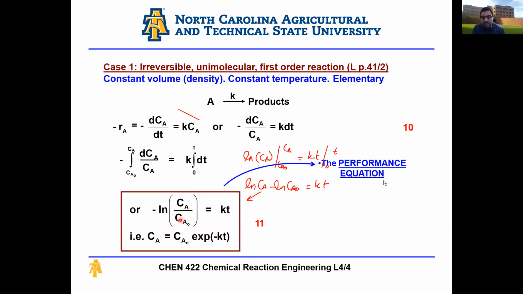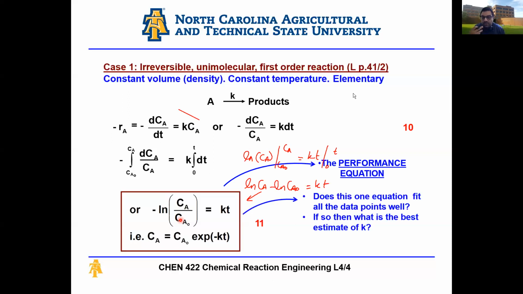Once you get to the performance equation, now we need to answer these questions. Does this equation fit well with all the experimental data I have? Is my experimental data a straight line? And if so, what's the best estimate of K? So basically, if I want to test it, I would get minus ln CA by CA naught for my experimental data, and I plot.